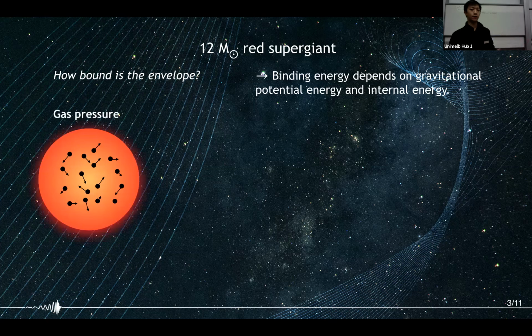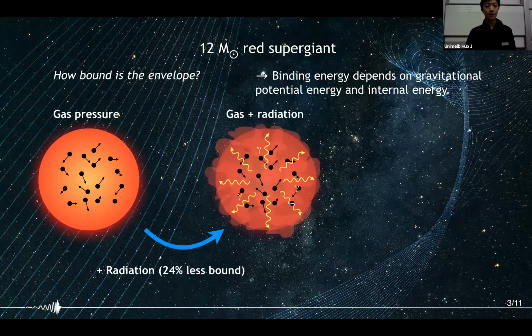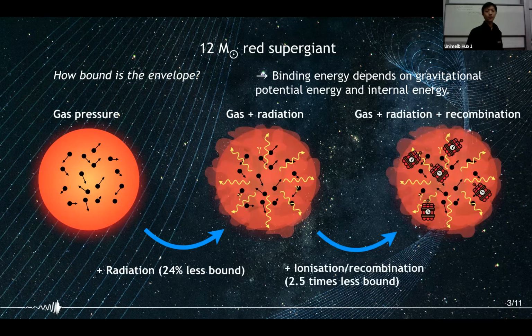So what are the sources of internal energy? Well, first of all, there's gas pressure and gas internal energy. But in massive stars, there would also be a contribution due to radiation. So radiation contributes some thermal energy. And for a 12 solar mass red supergiant, you can actually lower the binding energy by 24%. So the envelope is 24% less bound. In fact, there are also other sources such as recombination.